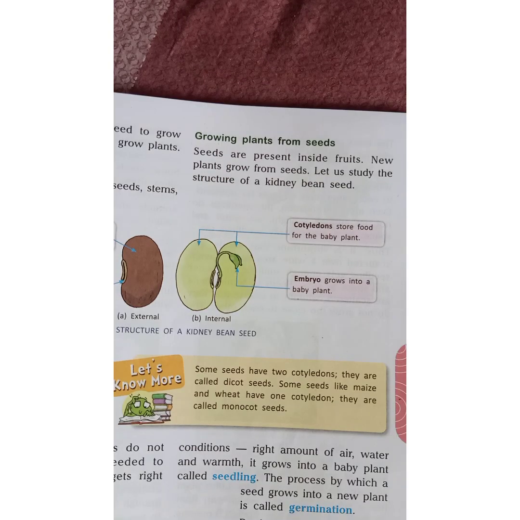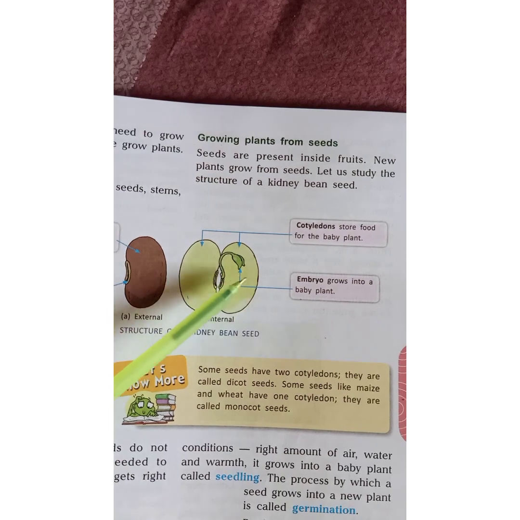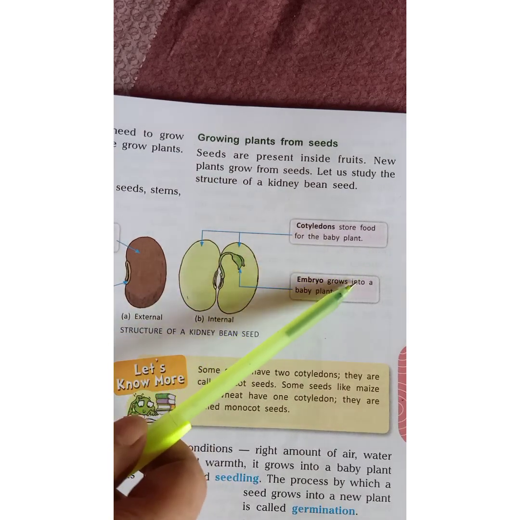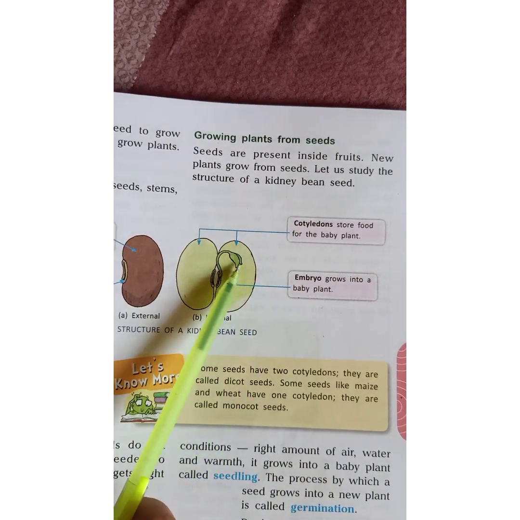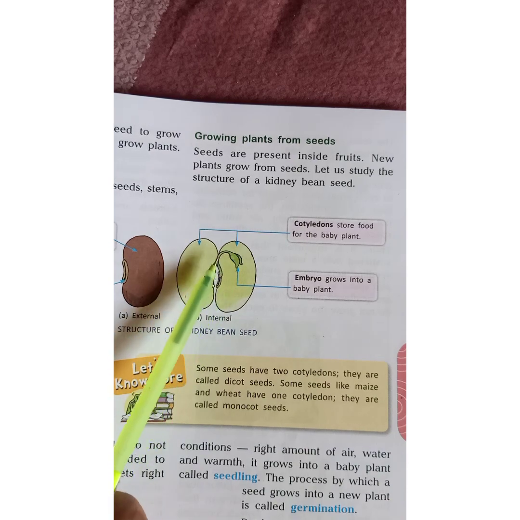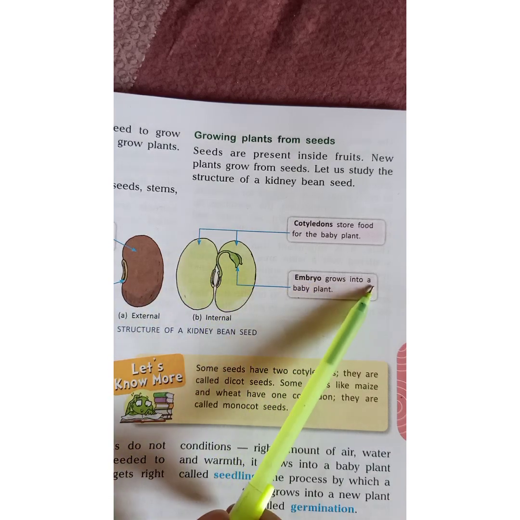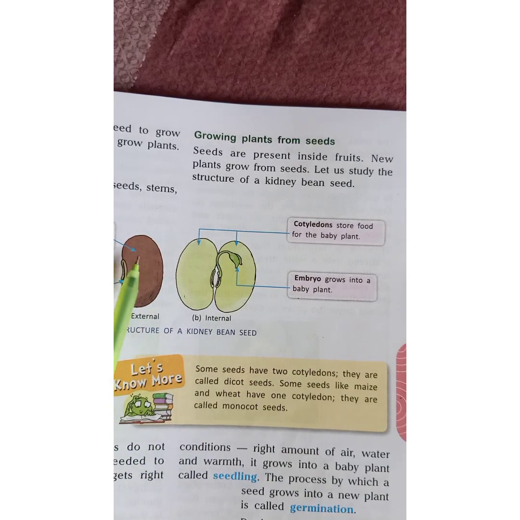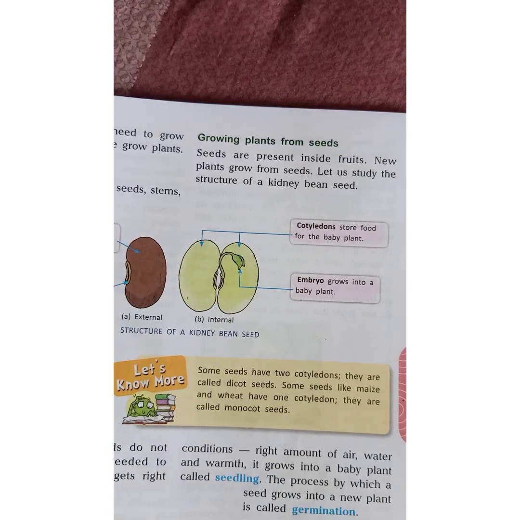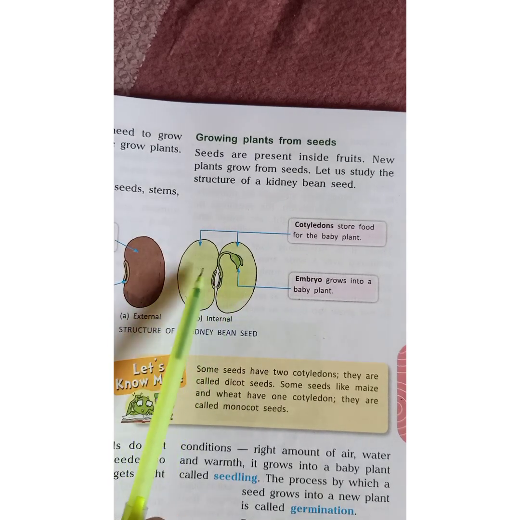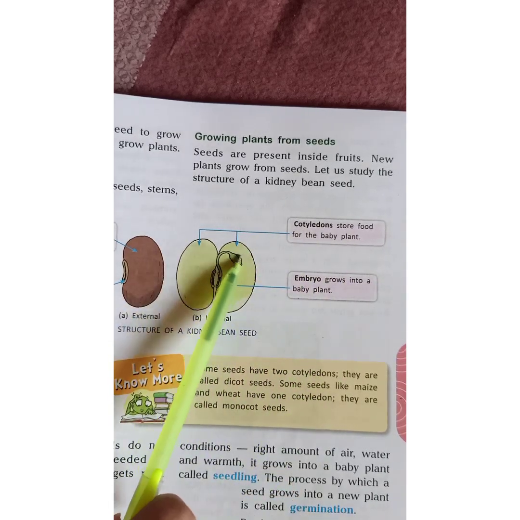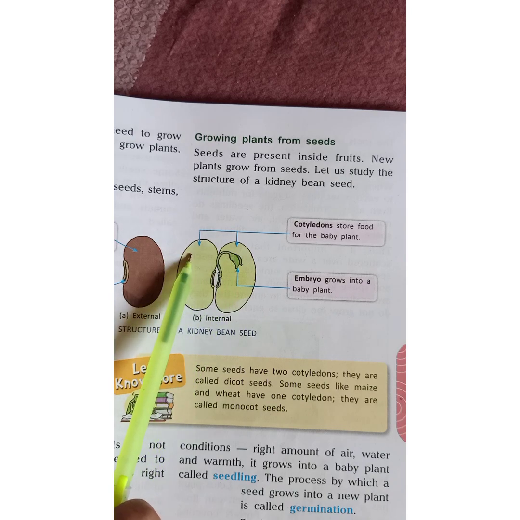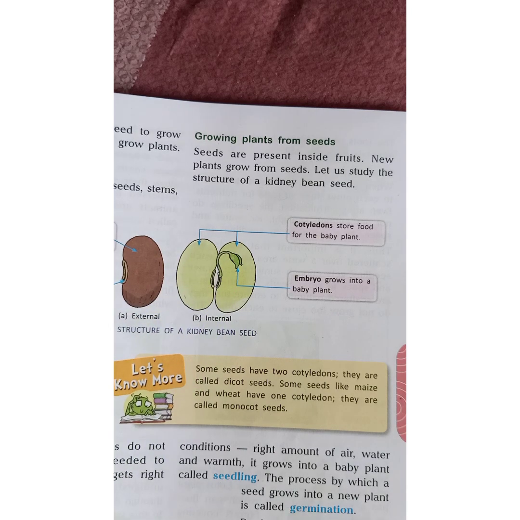In that you can see that the cotyledons are present. These two are the cotyledons, and the cotyledons store food for the baby plant. And this is the embryo, which is inside the seed only. It grows into a baby plant. Now you are able to know how the seed looks and what the parts of it are. When we open it, we can find the cotyledons and the baby plant inside it. These cotyledons give food for the baby plant.